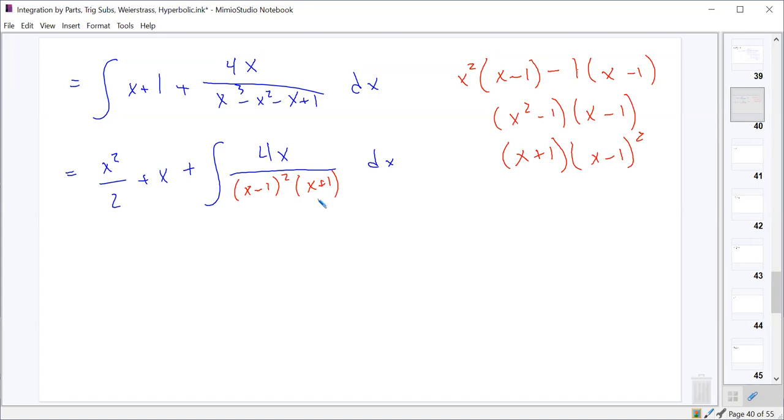All right. So we've got x squared over 2 plus x plus. No, I shouldn't be writing that out yet. We gotta actually do our partial fraction decomposition, right? So this one's a little different. How is this partial fraction decomposition different?